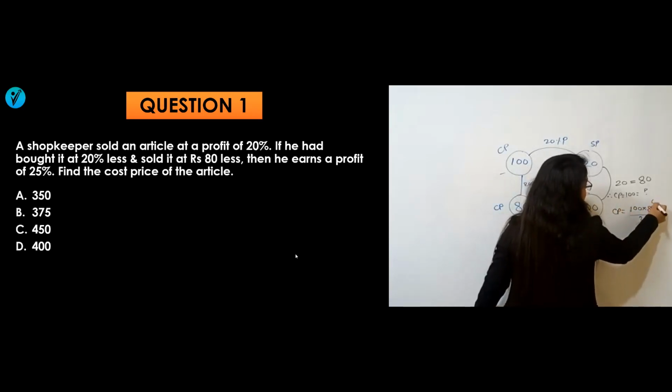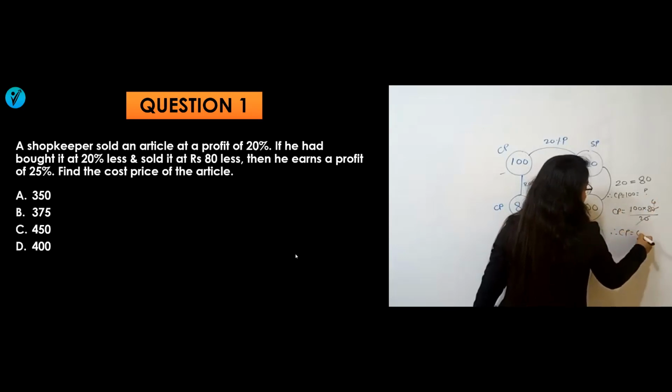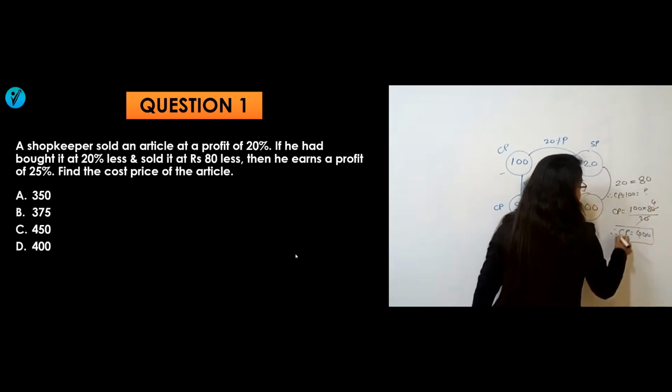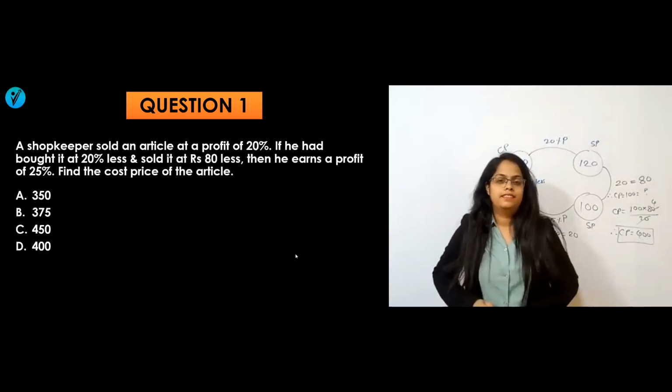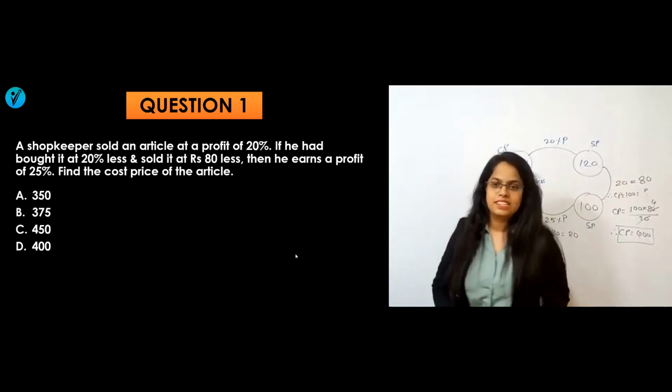So this is 4 times. So CP will be equal to 400. That's it. This is your answer. Easy. Option number D was your answer. Easy. Now let's go for the next question.